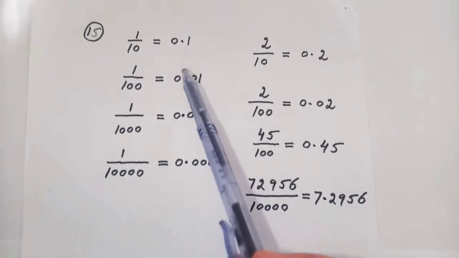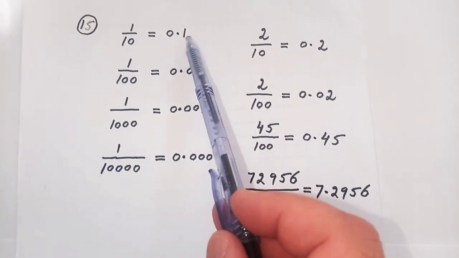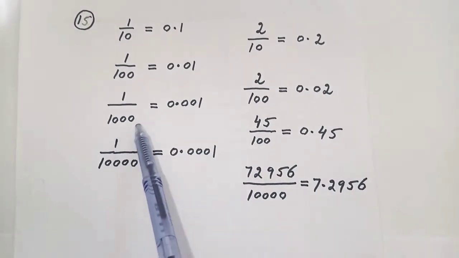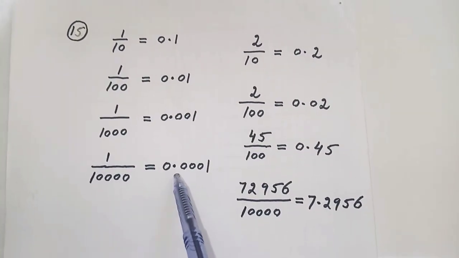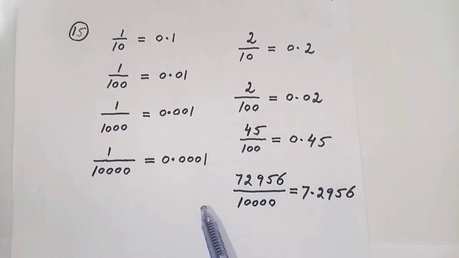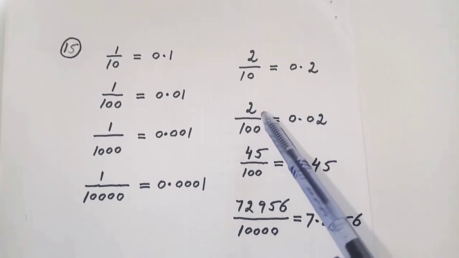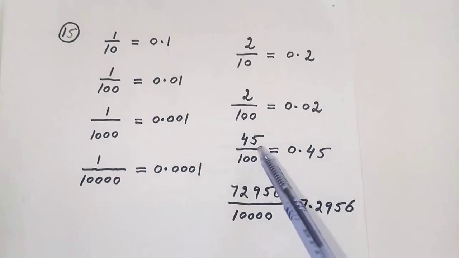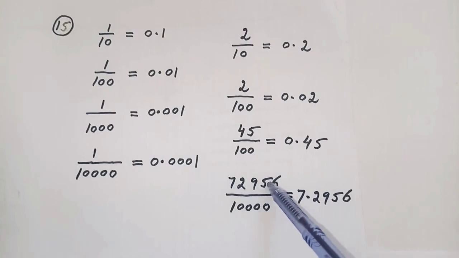Next, if 1 by 10 is written as 0.1, 1 by 100 is 0.01, 1 by 1000 is 0.001, 1 by 10,000 is written as 0.0001. Same is the case here. 2 divided by 10 is 0.2, 2 divided by 100 is 0.02, 45 divided by 100 is 0.45, and this is a very big number.